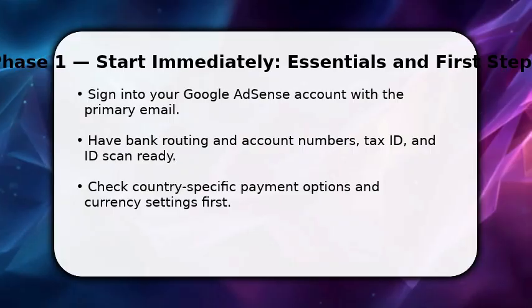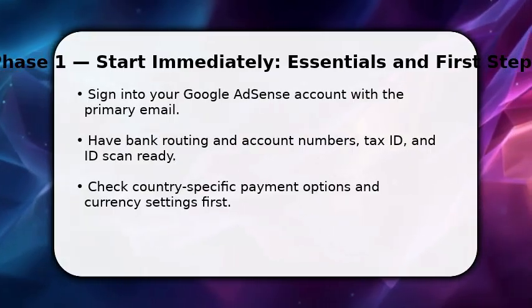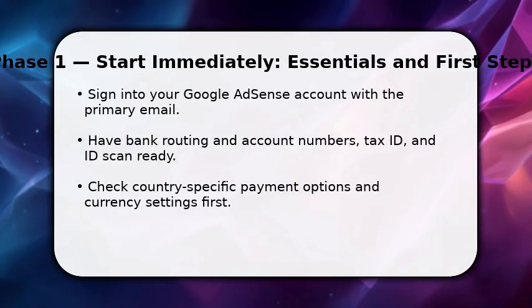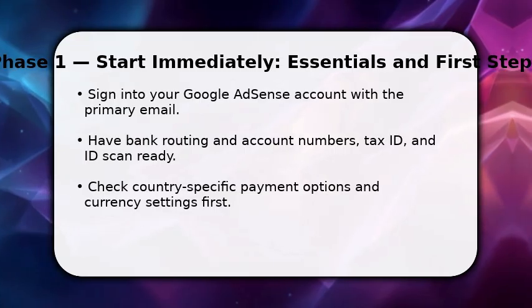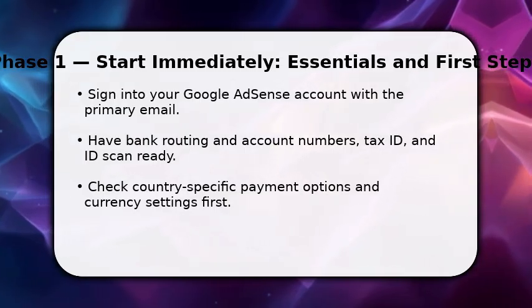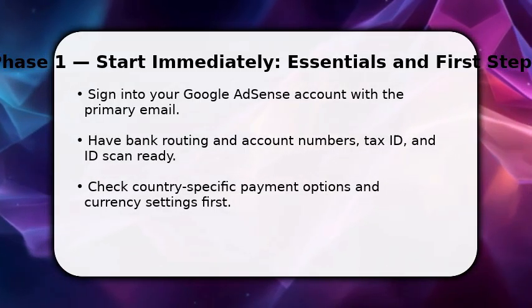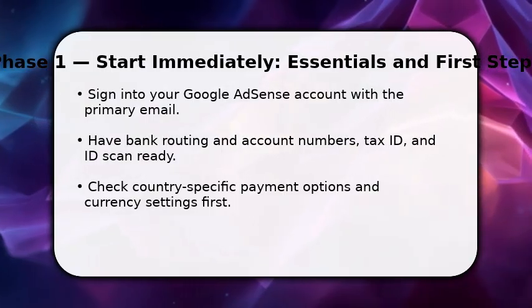Enjoy the video. You're signed in and ready. First, open the Payments section in Adsense and confirm your payments profile. This is where methods live. Make sure your bank account number, routing or SWIFT code, and tax ID are at hand. You'll need them to add a method.